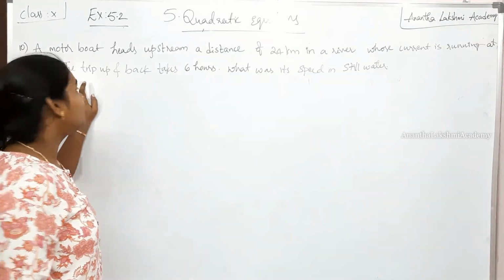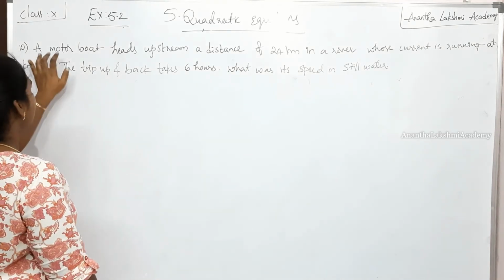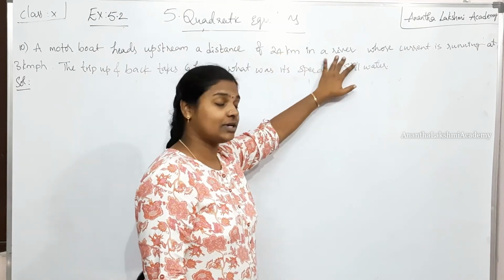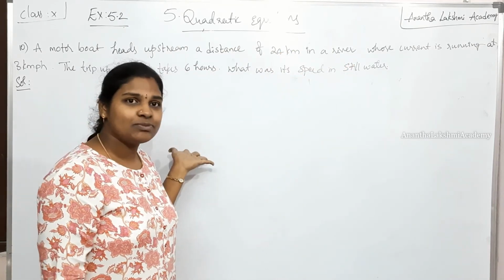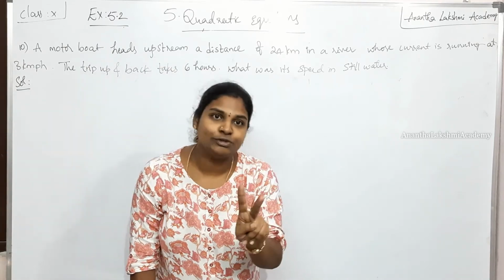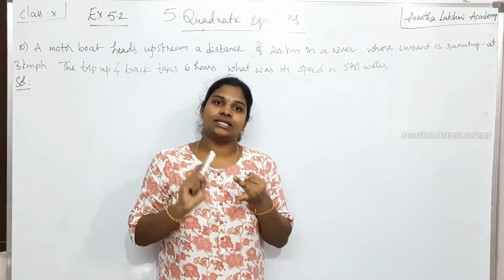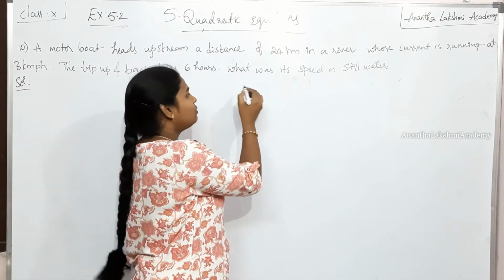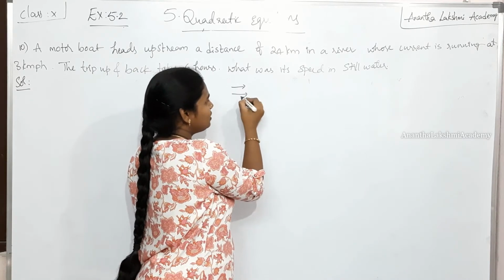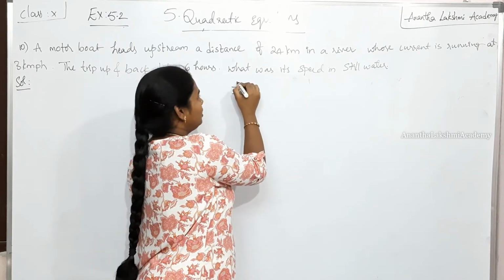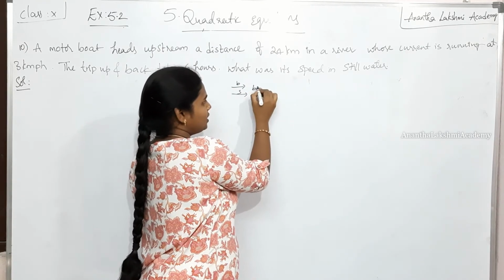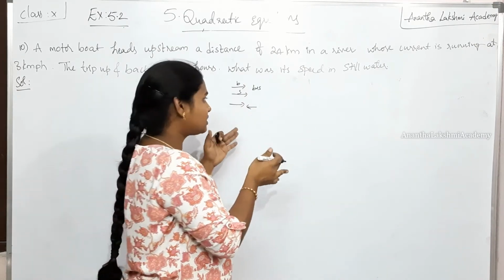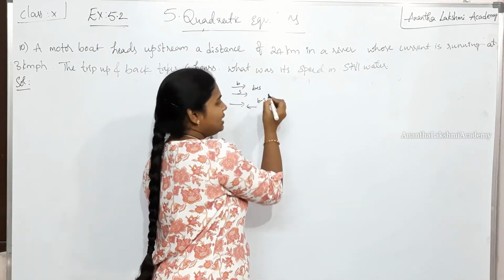Here we have the problem number 10 written on the board. Let me read it for you. A motor boat heads upstream a distance of 24 kilometers in a river. Always when we are dealing with boats and problems, we need to consider two speeds. One is the speed of the boat and the other is the speed of the current, the stream flow. If you are going in this direction and the stream is also going in that direction, then the speeds get added. If you are going in the opposite direction, which is called upstream, then the speeds get subtracted.